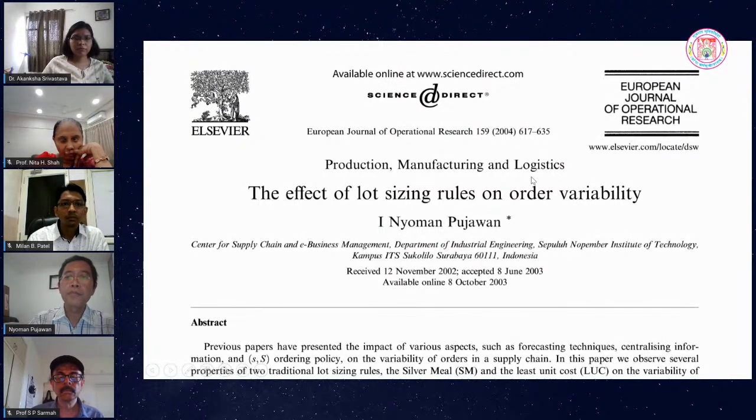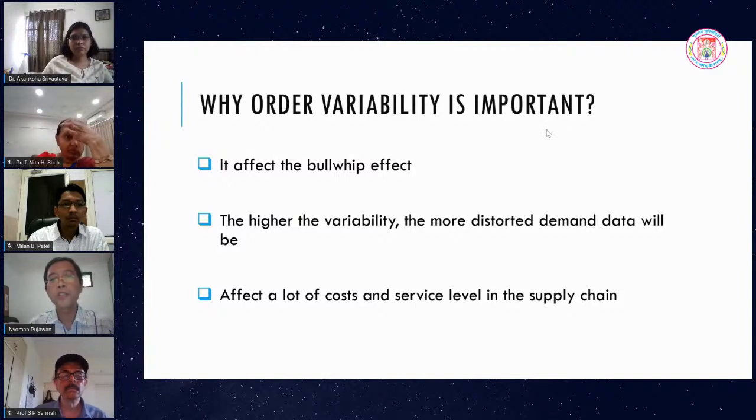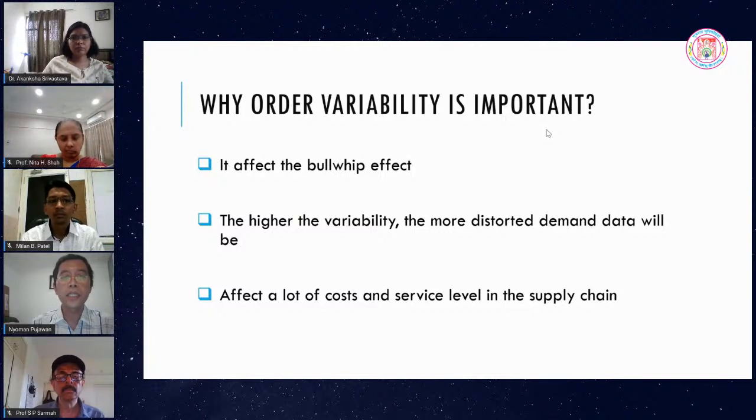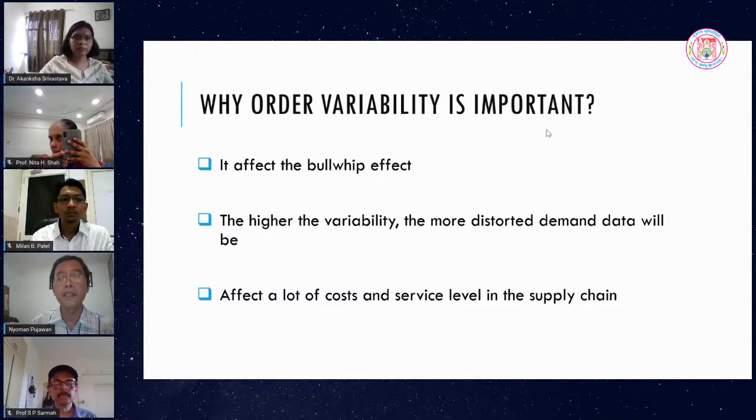Secondly, I published one paper in the European Journal of Operational Research on the effect of lot sizing rules on order variability. So again, I was looking at the difference of the properties between least unit cost and Silver-Meal method, when you apply it now not to lumpy demand, but to uncertain demand. Demand is happening every period, but there is some level of uncertainty. I was assuming that demand is following a normal distribution, and we were able to derive some of the analytical properties of the different lot sizing rules when demand follows a normal distribution.